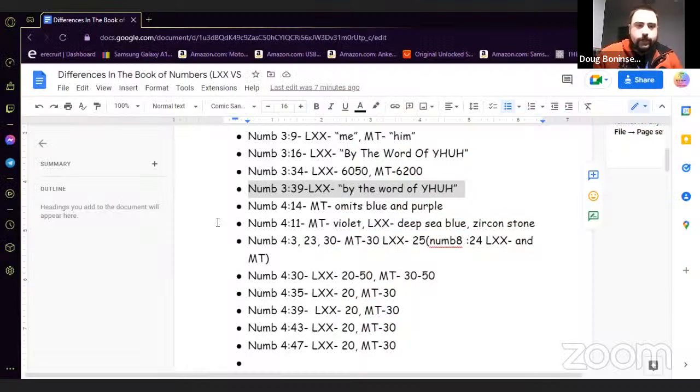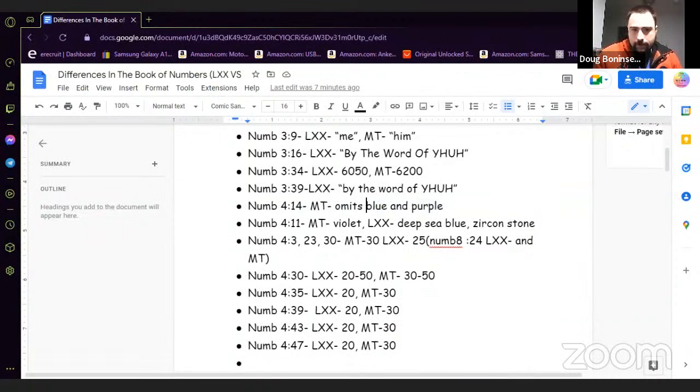Anyway, we're going to move on here to chapter 4, Numbers 4, verse 14. We're going to look at how the Masoretic leaves out the colors blue and purple there, which are two different words. There is an actual word that's blue there, and then there's an actual word in the Hebrew for purple. I believe the word for blue here would actually be the same word for the tassels, if I'm not mistaken, for the tzitzit.